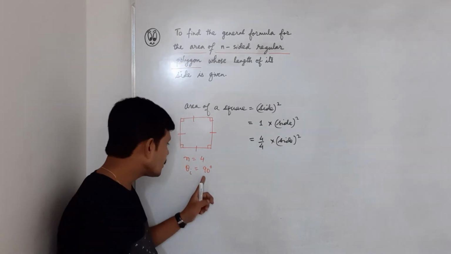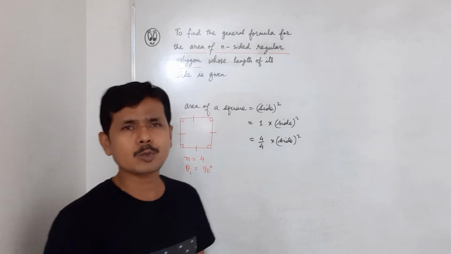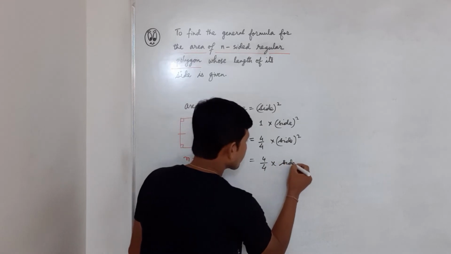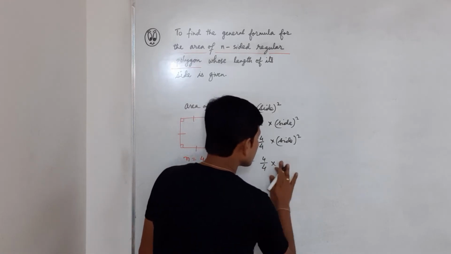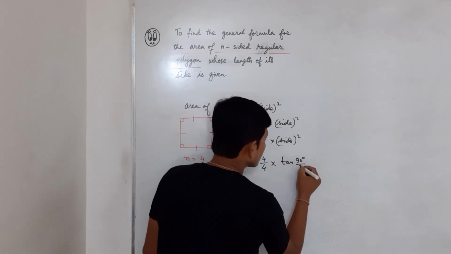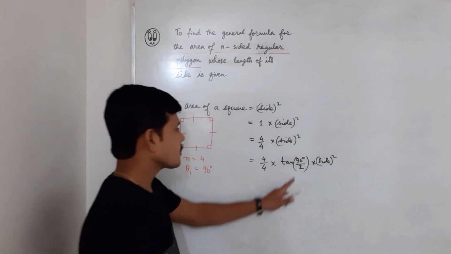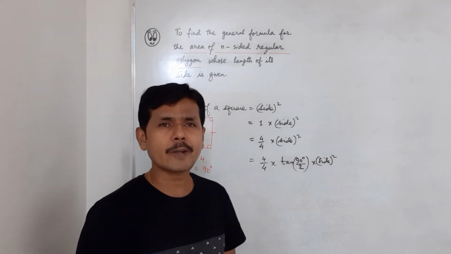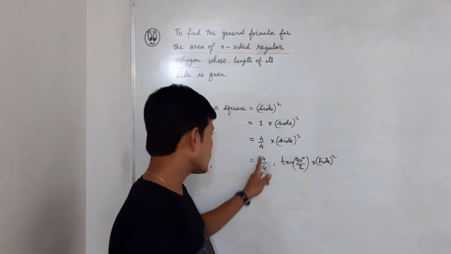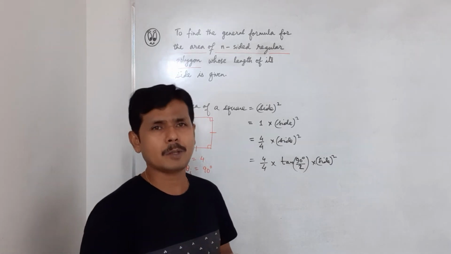Then I thought of using this angle. Then what shall I use and how should I use it? Then I used it like this. Then I used tan of 90 degree divided by 2. Because tan of 45 degree means 1. Again, this result is 1, this is also 1, and 1 multiplied by side square. There is no change in the formula. Clear?